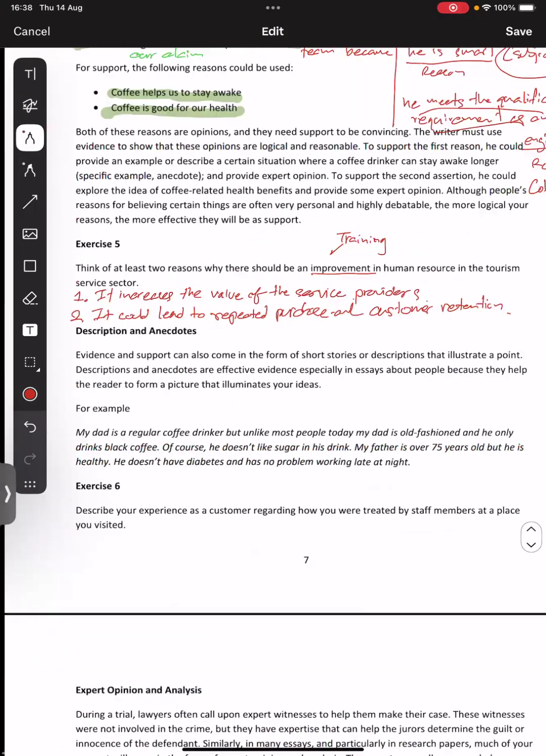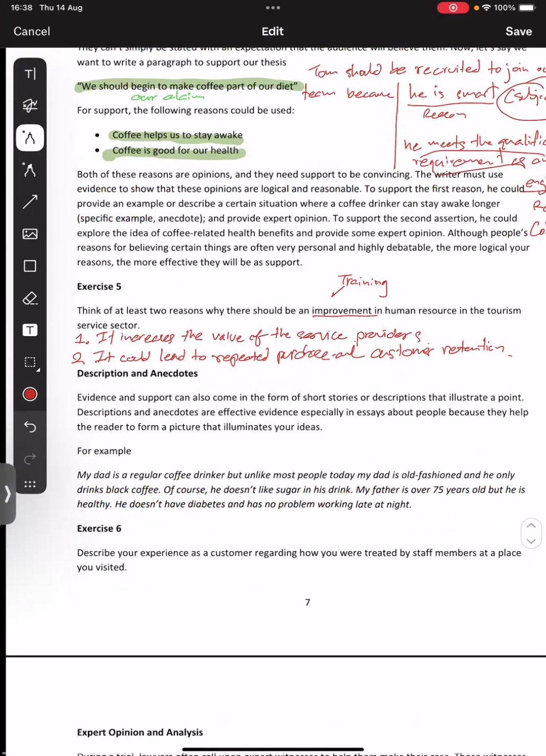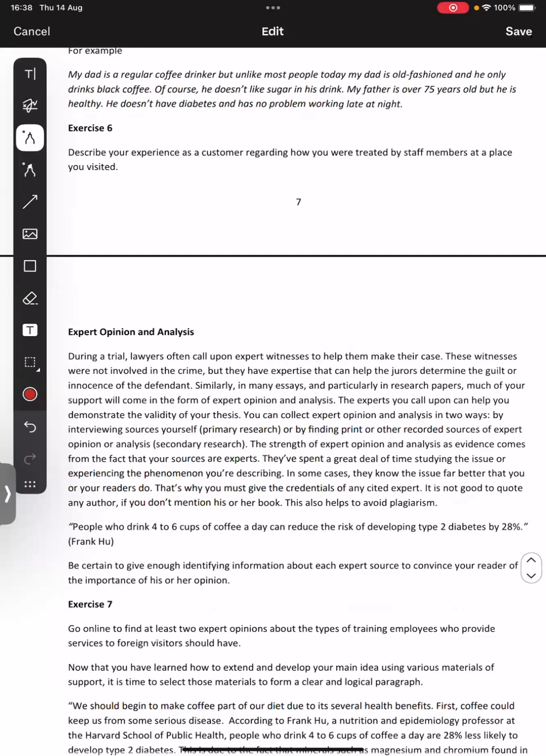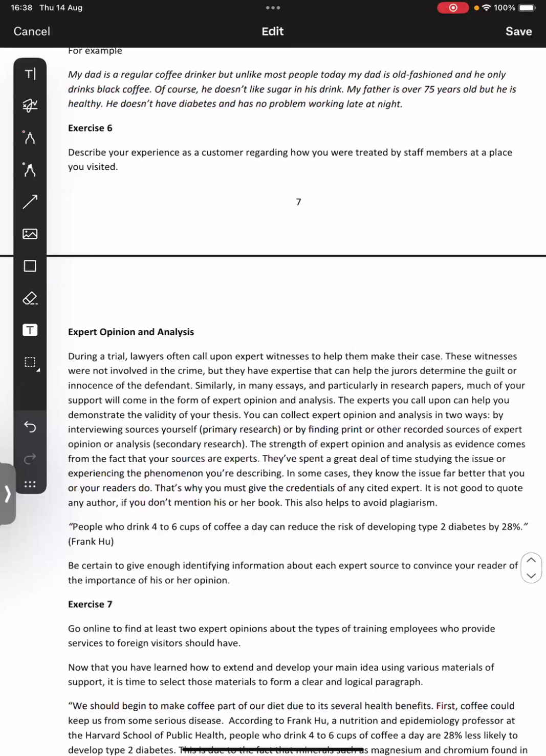Okay, now let's have a look at my example here. So again, my goal is to convince people that they should make coffee part of their diet. Okay, now here's my anecdote. My dad is a regular coffee drinker.